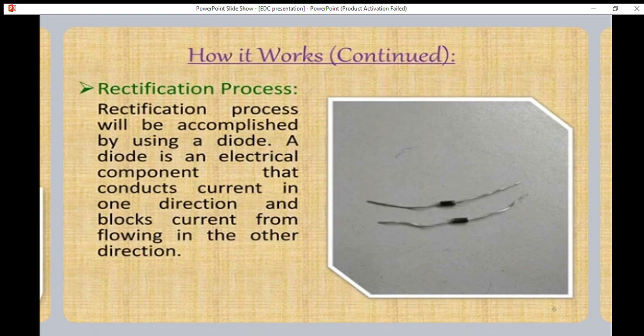The next point is rectification process. Rectification process will be accomplished by using a diode. A diode is an electrical component that conducts current in one direction and blocks current from flowing in the other direction.